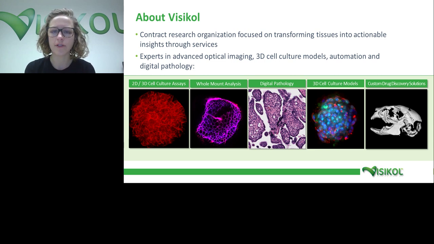Visikol is a contract research organization. So we are focused on taking different types of tissues, whether they're 2D or 3D cell culture models or whole tissues, and transforming those tissues, those 3D models, into some sort of actionable insight through the services that we offer. So these services can range from traditional confocal microscopy to more traditional pathology and slide scanning, all the way to more advanced 3D cell culture models, which is what we'll be talking about today.